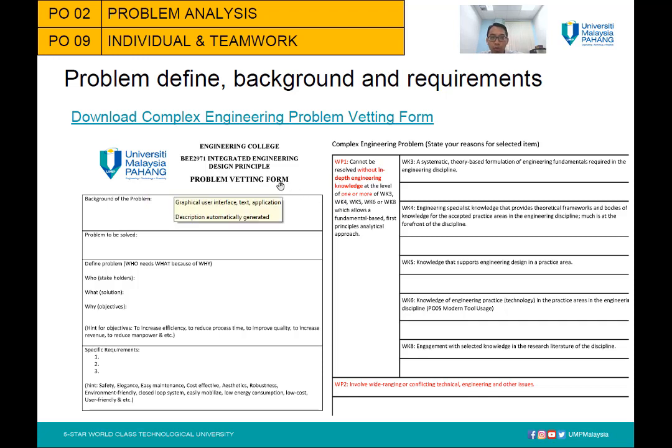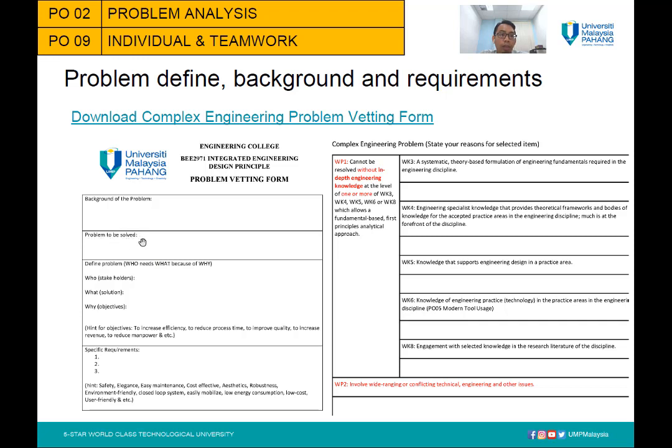That will help you to identify whether it is complex or not, and also you need to submit it. Okay, so here you have a background of the problem. Write some background of your problem. Why you find it interesting. Whose problem is that. And then in a short sentence, write your problem.